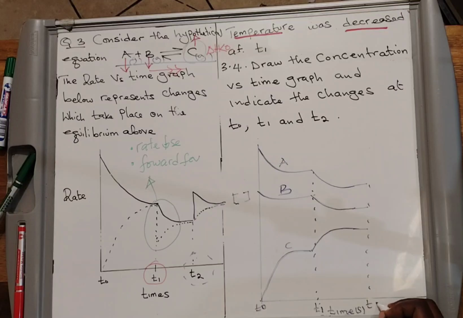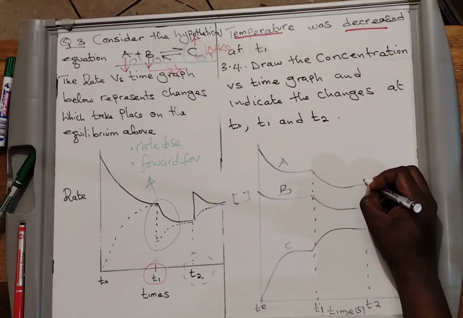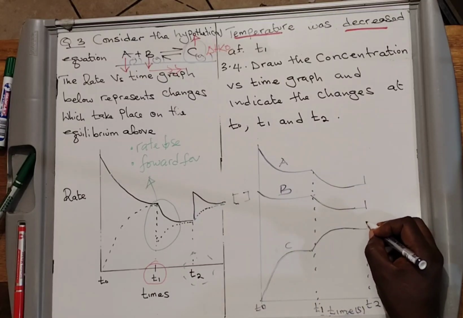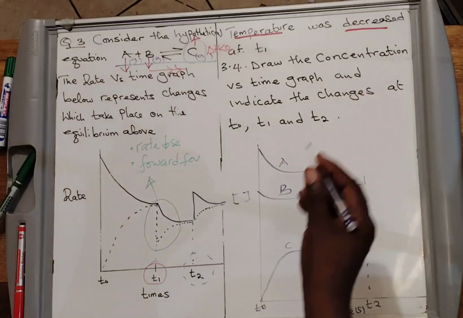So this is our T2. What happens at T2? We said pressure increased. Okay. When you increase pressure, what happens? Something happens here, and I want us to be very keen here. When you increase pressure, you increase the concentration of all first. So all of them first spike upwards. This one spikes upwards, this one spikes upwards, this one spikes upwards. That's what they do before they settle where they are supposed to settle. So after that spike, what happens?